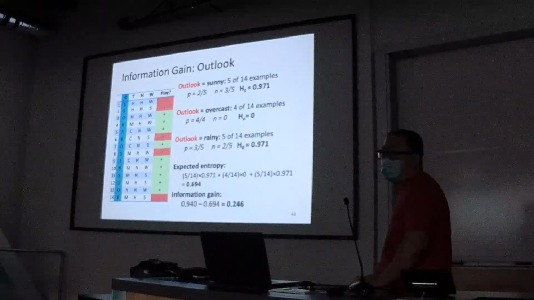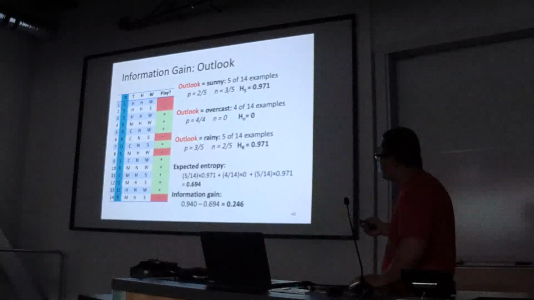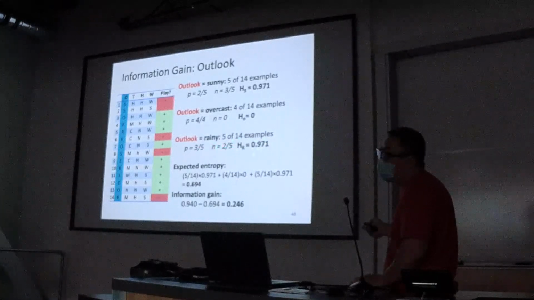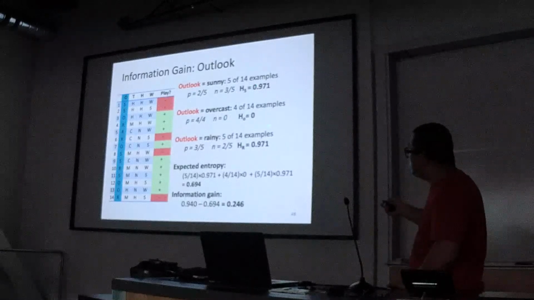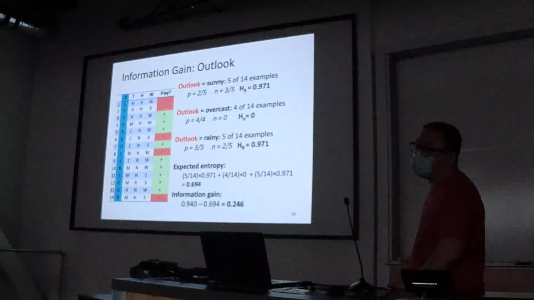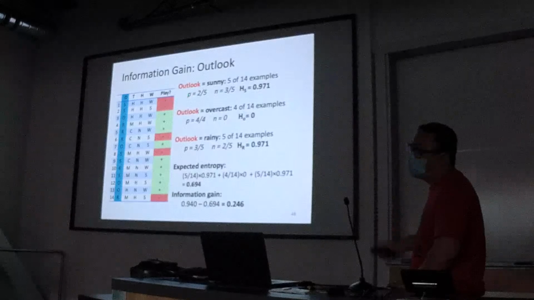And the third subset we're going to look at is when outlook is raining. So you have 5 examples here. Of all these 5 examples, 3 are positive. So the positive probability is 3 over 5, and the negative probability is 2 over 5. You just calculate the entropy, which is 0.971. So now we have the entropies for all the 3 subsets, splitting from the whole set.